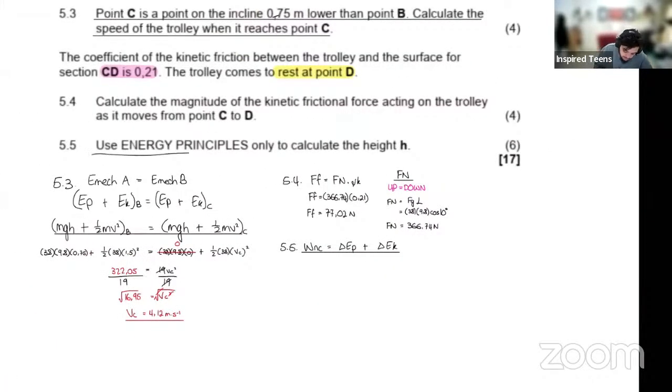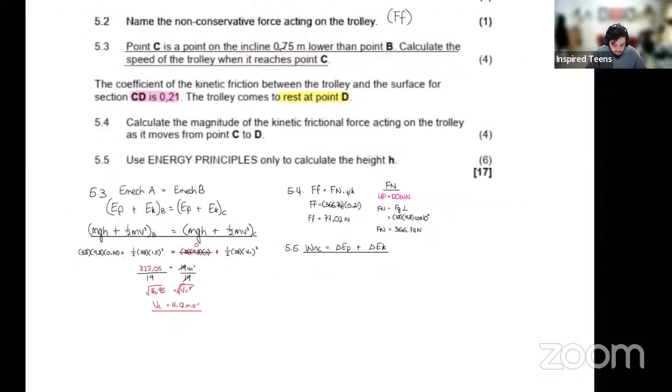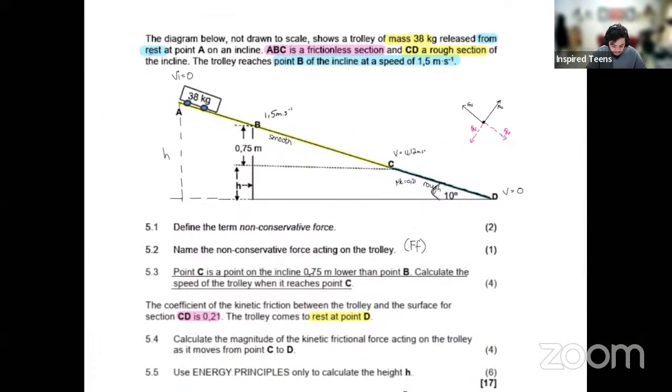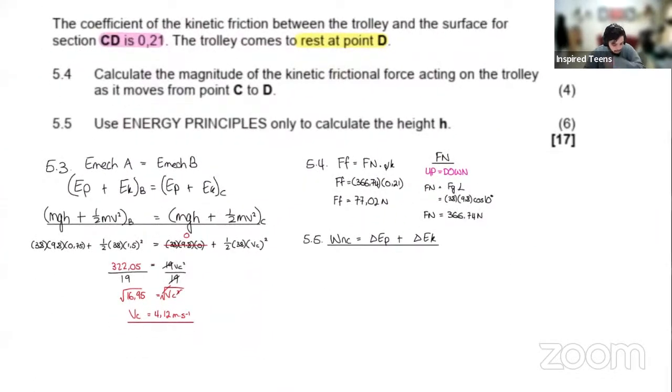Use energy principles only to calculate height h. Again, you're not limited to only using energy principles, but that's just for finals, I would say. Perhaps even for prelims, but more so for finals. How would you know if it doesn't work? Okay, that's a good question. Let's just say you have two variables that you need to solve for that are unknown. Maybe perhaps then it doesn't work.